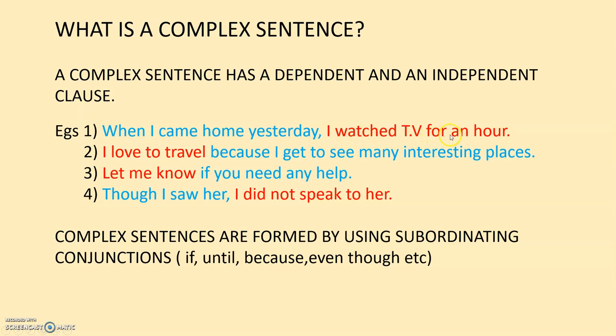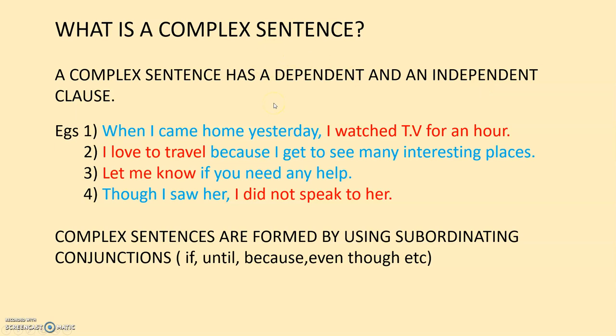I watch TV for an hour. It makes sense. It is an independent clause. Okay. So you have one dependent and one independent. Are you understanding? That is a complex sentence. Okay. In a complex sentence, you have a dependent and an independent clause.